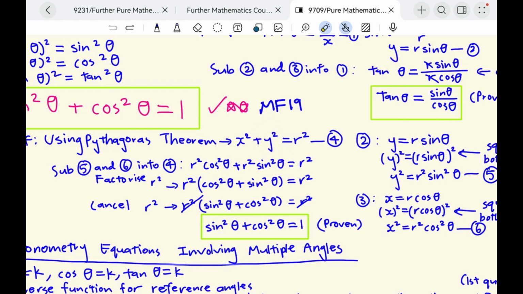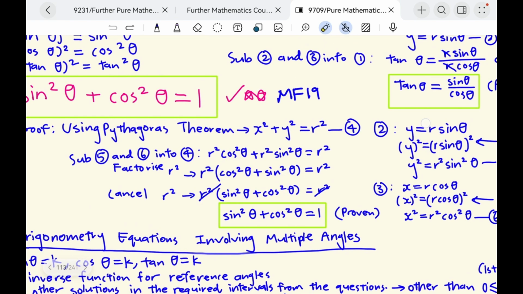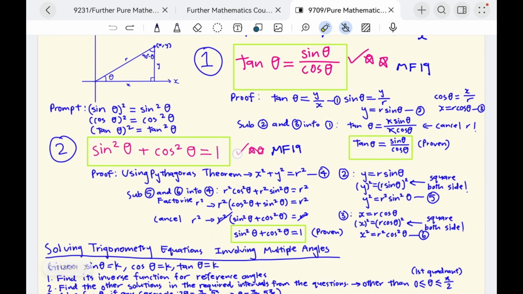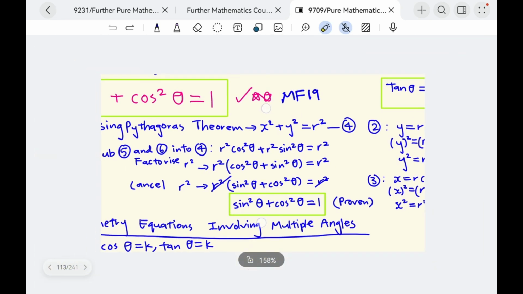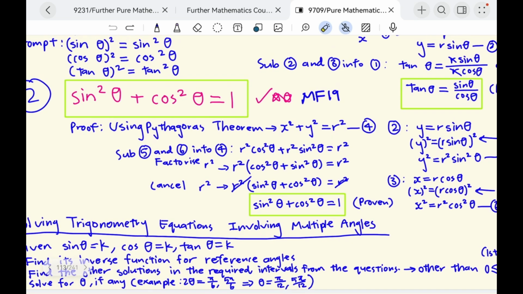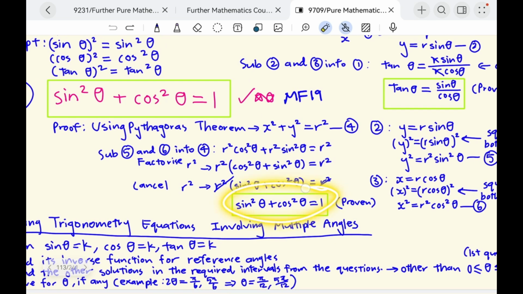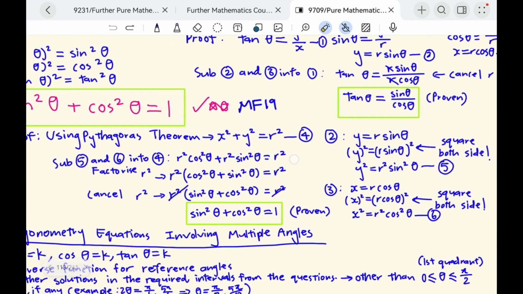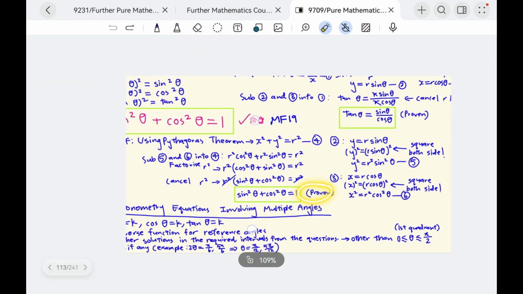As you can see, each term has a common factor, which is r squared. So now you factorize the r squared outside and cancel the r squared on both sides of the equation, and therefore you will obtain the identity sine squared theta plus cos squared theta equals 1. It's the so-called Pythagorean identity. So yeah, it's proven.